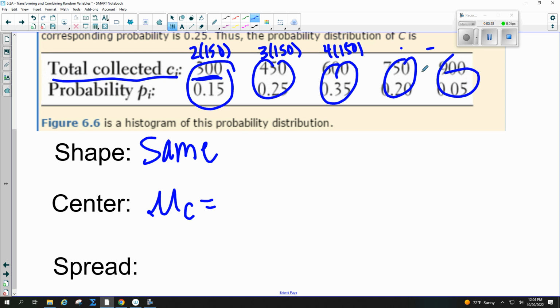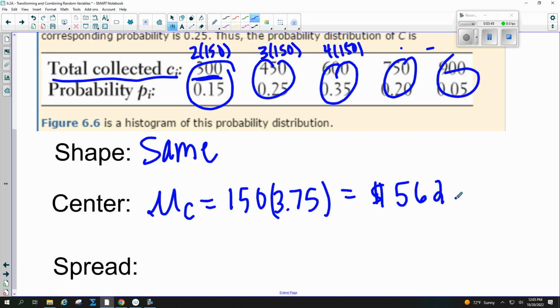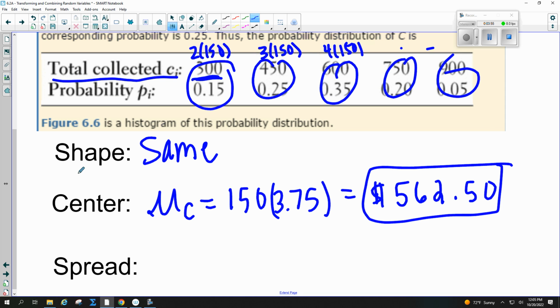So you are always allowed to multiply the mean by a constant. All right, so it was 3.75 passengers that we got on average. And all I need to do is multiply by 150 to get my new mean. Okay, highly recommend you use this instead of recalculating the mean. Please just multiply by the constant 150, okay?